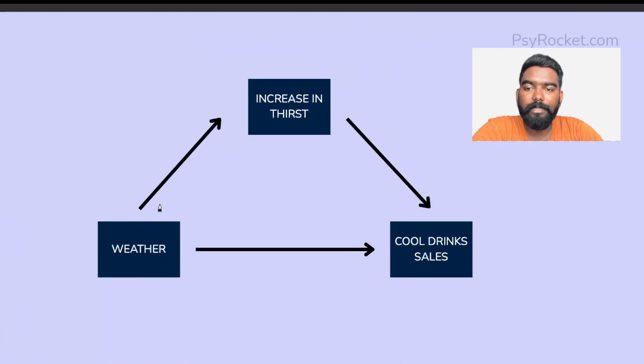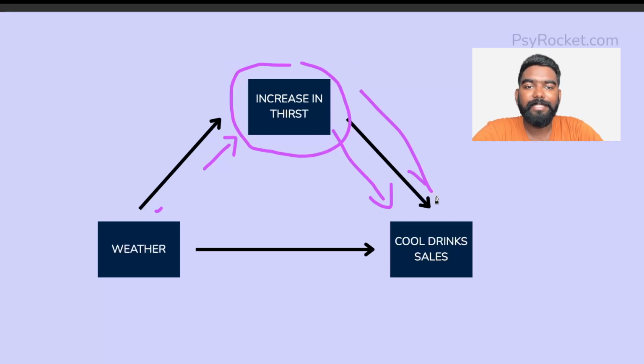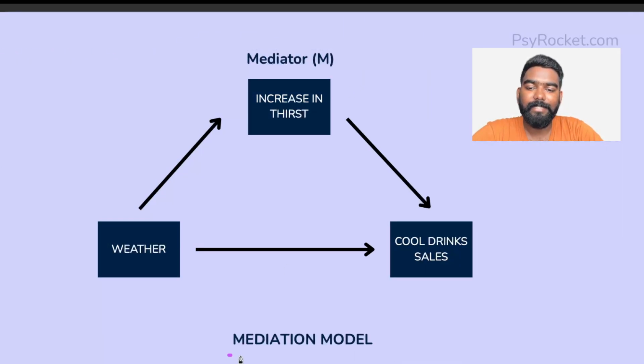Now, how? Weather will first increase thirst in individuals. Then they will buy soft drinks. Isn't it logical? So here, since the weather first causes an increase in thirst and then it causes cool drink sales, this variable is nothing but called a mediator, and this is nothing but called a mediation model.